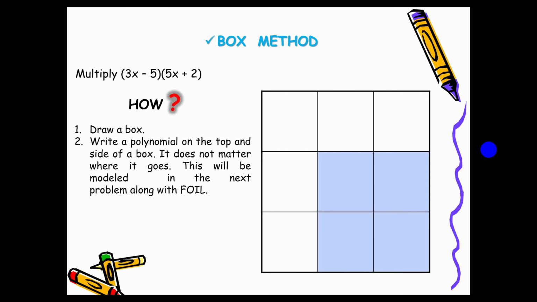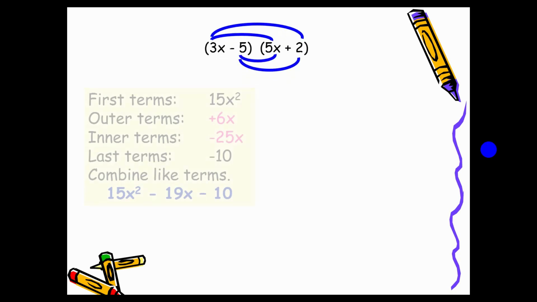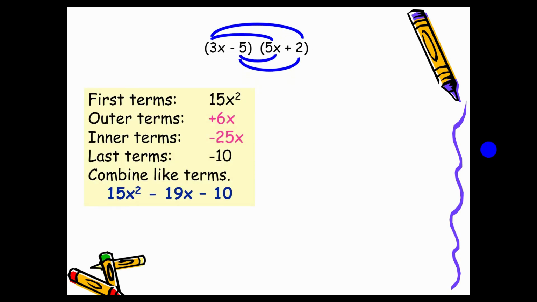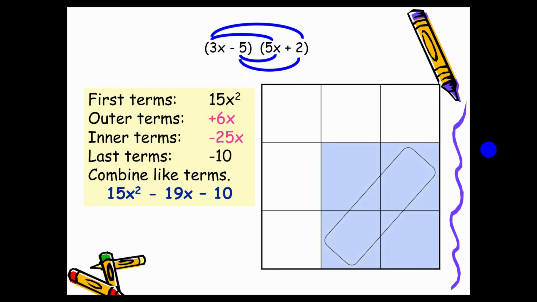How are we going to multiply this using box method? I have said earlier that we will draw a box first. Then we will write the polynomials on the top and side of the box. Along with the FOIL method, we will multiply the first terms, outer terms, inner terms, and the last terms. So we will make a box first. After putting all the polynomials on each side of the box, then we can now have the first terms.